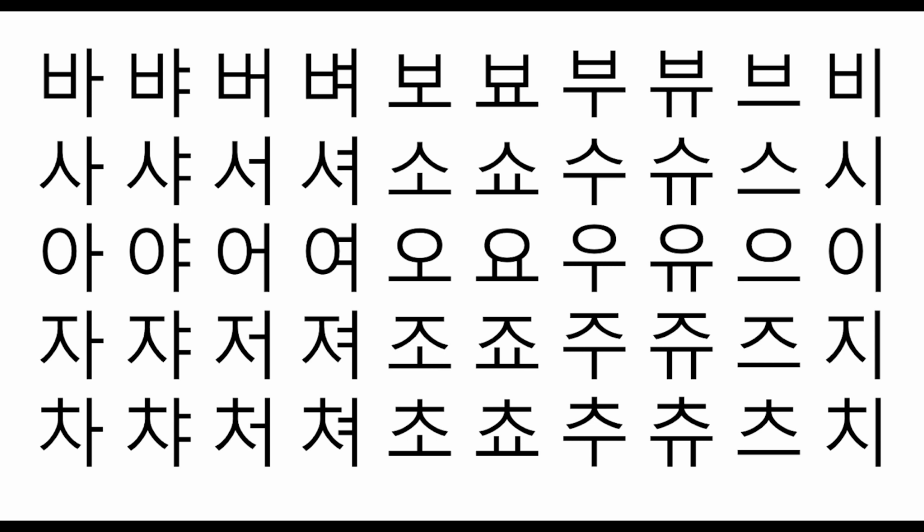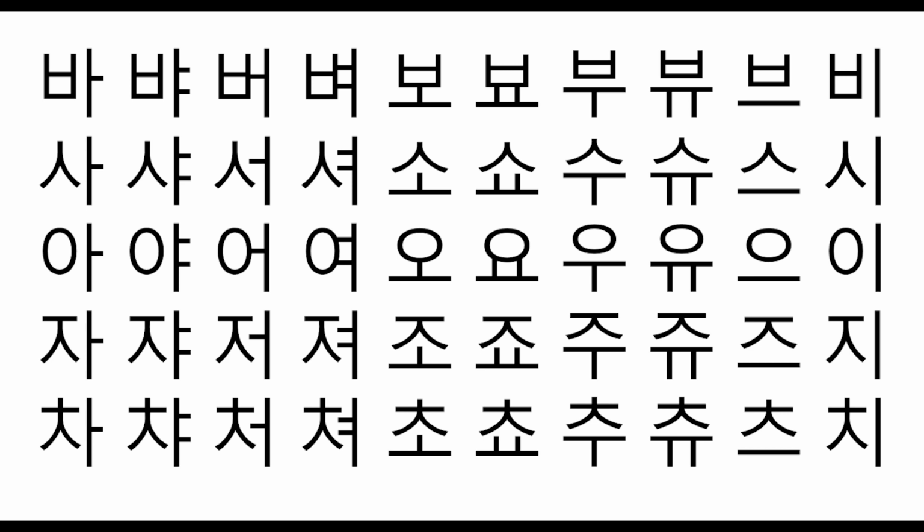Okay, so the next five we've got. The first line is ba, pya, bo, pyo, bo, pyo, bu, bu, bu, bi. So the first time now: ba, pya, bo, pyo, bo, pyo, bu, bu, bu, bi.